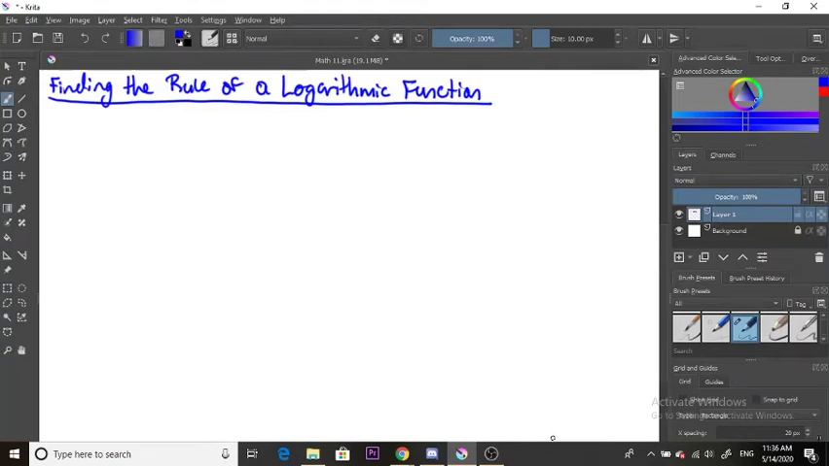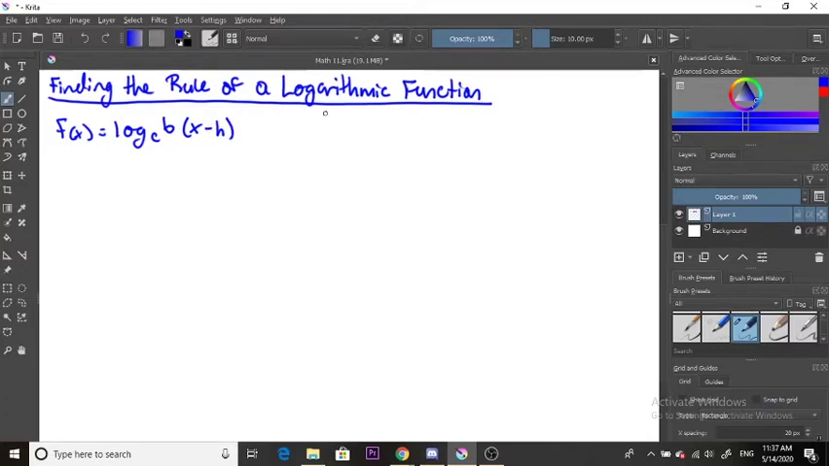Hello everyone, and today we're going to be looking at how to find the rule of a logarithmic function. So the basic rule that we would be trying to find is in the form of f(x) = log base c of b(x - h).